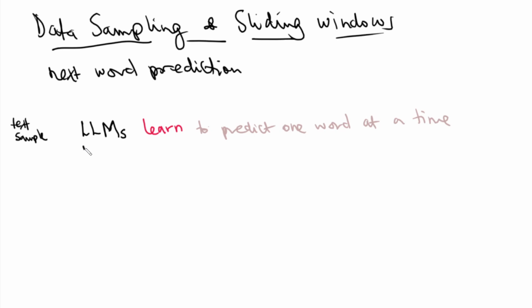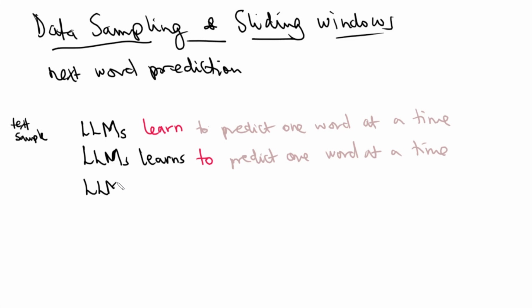And then in the next iteration, this is now the input text: LLMs learn, and then what it's supposed to predict is this: to. And then in the next iteration, it's supposed to be LLMs learn, not learns. Sorry for the bad English there. LLMs learn to is now the input text, and the new word to be predicted in this iteration is predict.